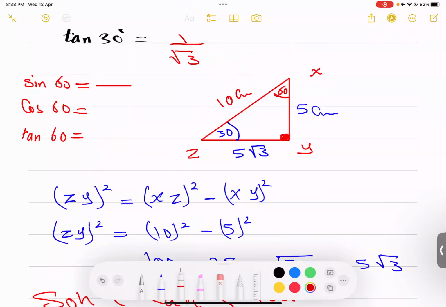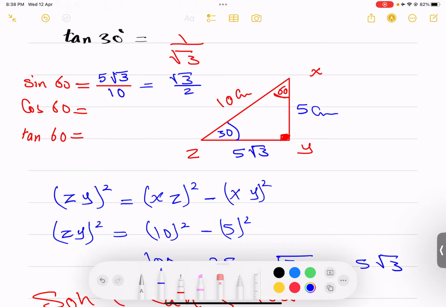Sine of 60 is going to be opposite divided by the hypotenuse. So the opposite side is 5 root 3 over, where is the hypotenuse? 10. Yeah, exactly. Which makes sense. Let me try to make it simpler. So it's going to be root 3 over 2.